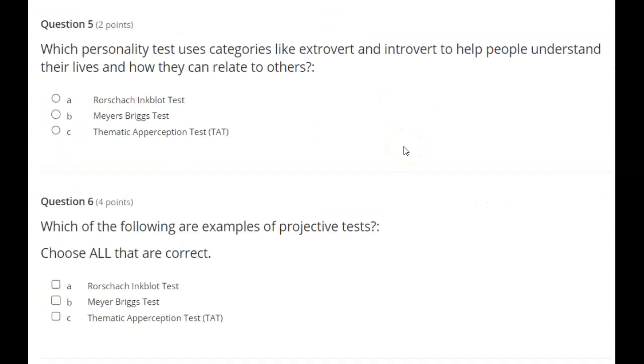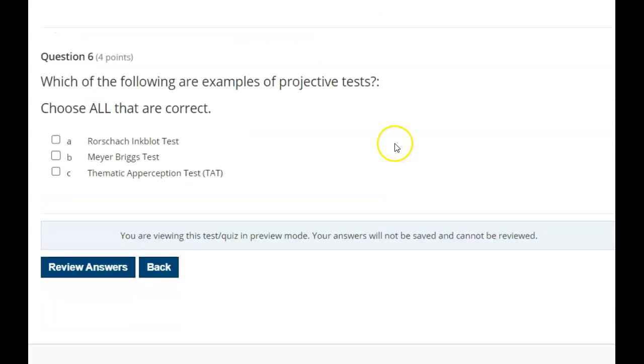Which personality test uses categories like extrovert or introvert to help people understand their lives and how they can relate to others? A, the Rorschach ink block test. B, the Myers-Briggs test. C, the thematic apperception test, or TAT.